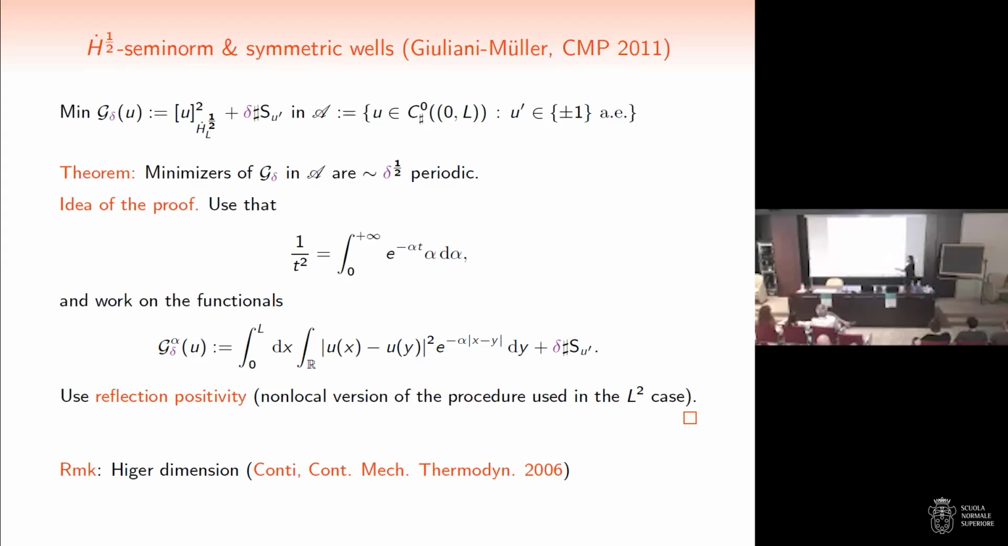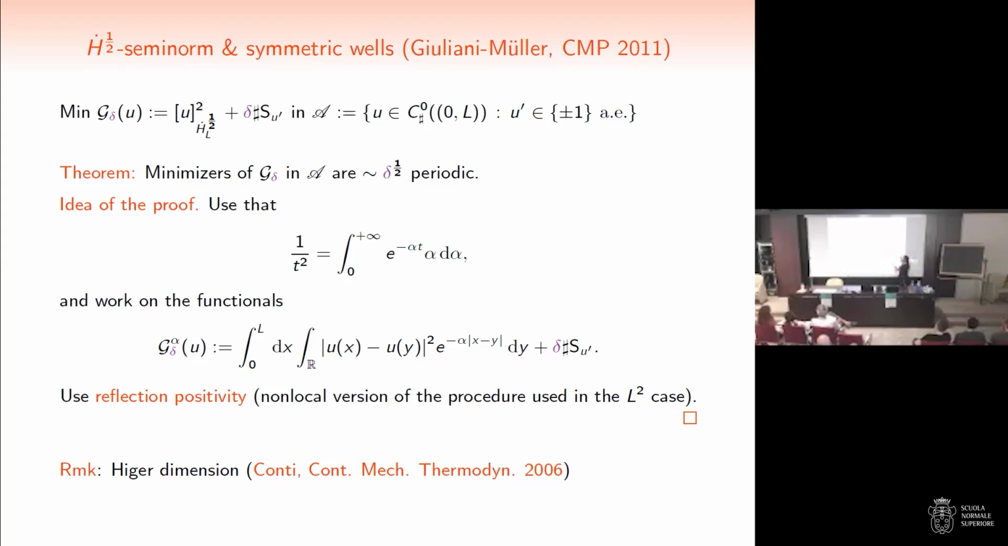Using this reflection positivity argument, one is then able to do the first inequality that Müller had before, and then to do all the other computations. But as you see, reflection positivity uses the fact that the wells are symmetric. So in our case, where the wells are not in principle symmetric, we cannot use this technique. Let me say once again that this was not the main result of this paper by Giuliani and Müller, but they were interested in looking at the problem in higher dimension, and previous computations in this direction were done by Sergio Conti in this paper.